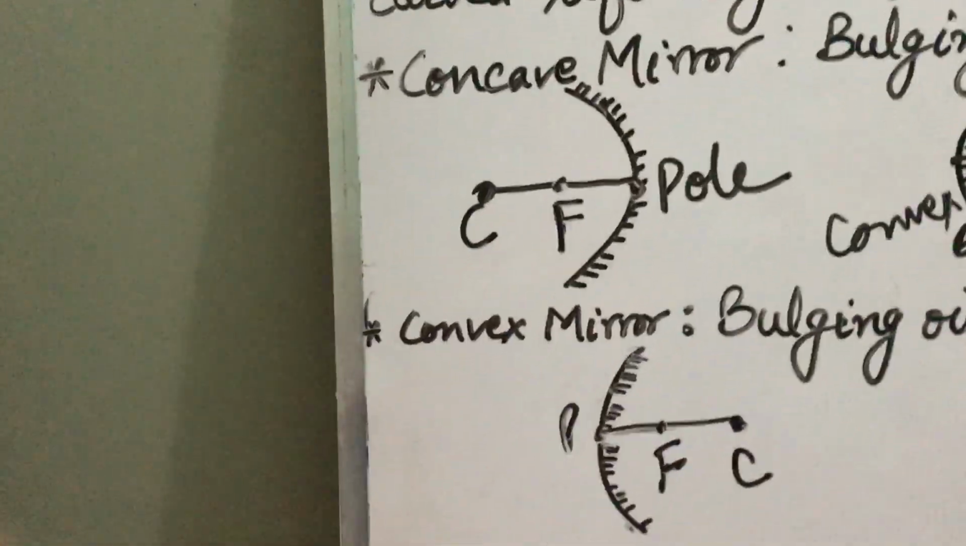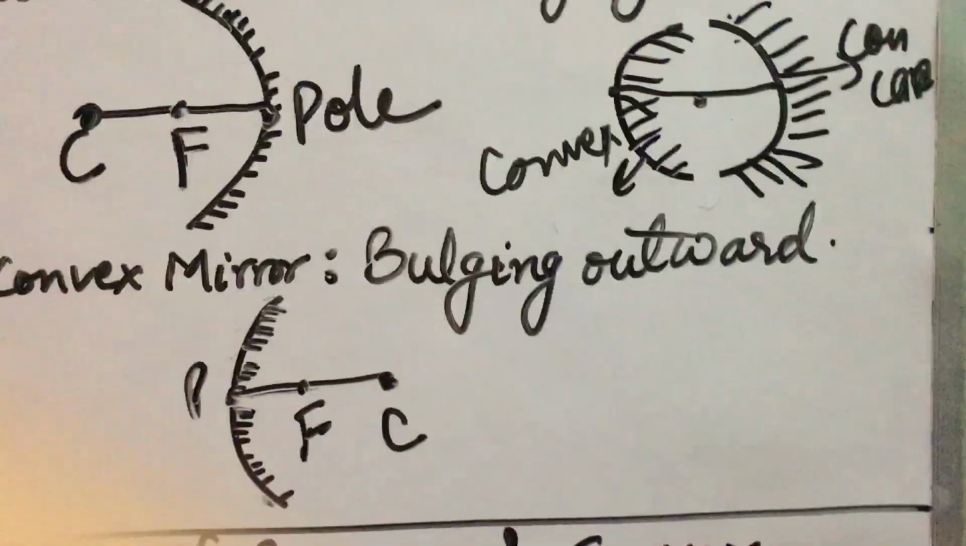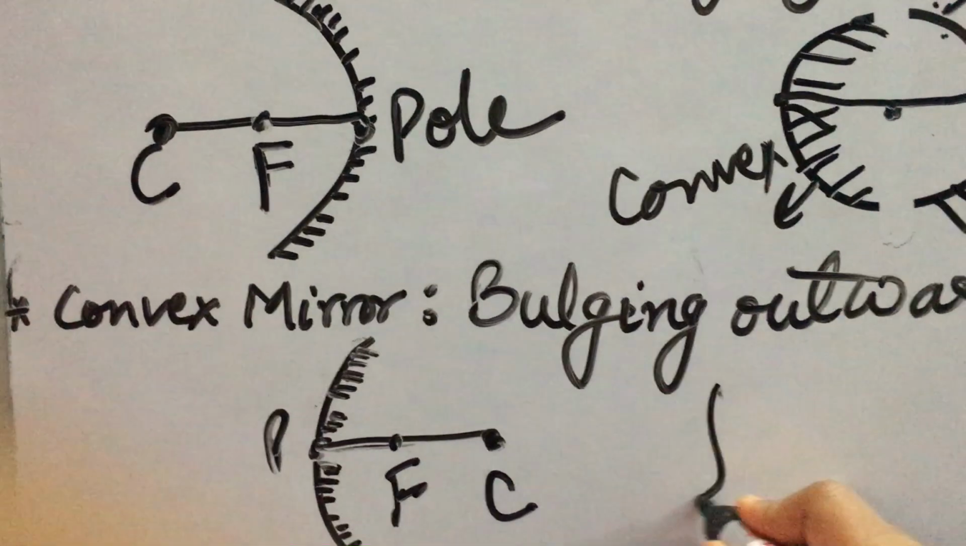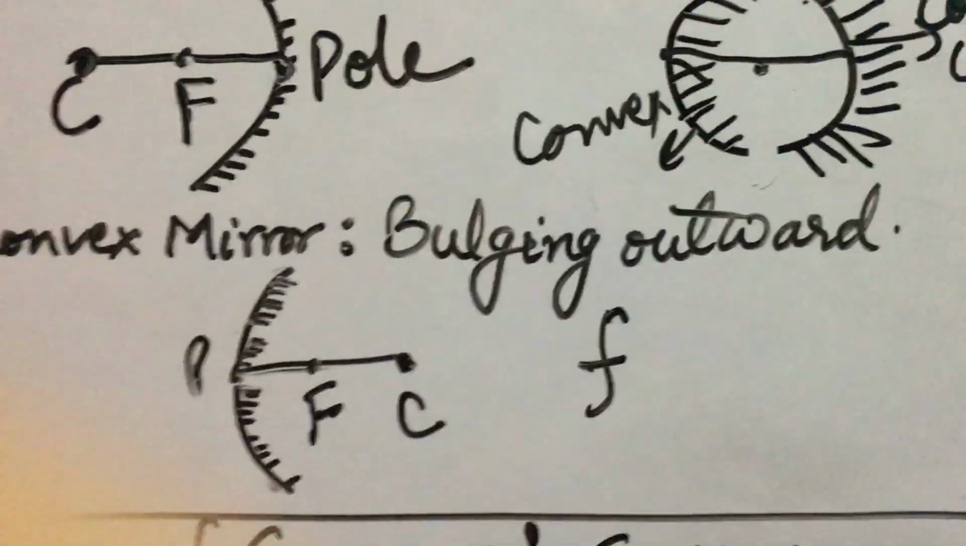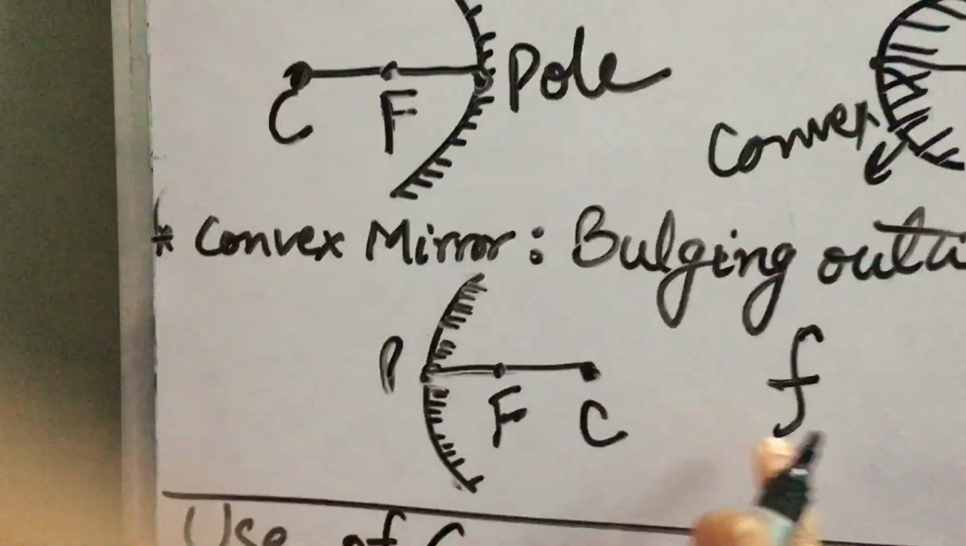There is a relationship between F, that means focal length, and radius of curvature. But focus is represented by capital F and focal length is represented by small f. Okay, focal length is what? The distance between pole and focus is called the focal length.